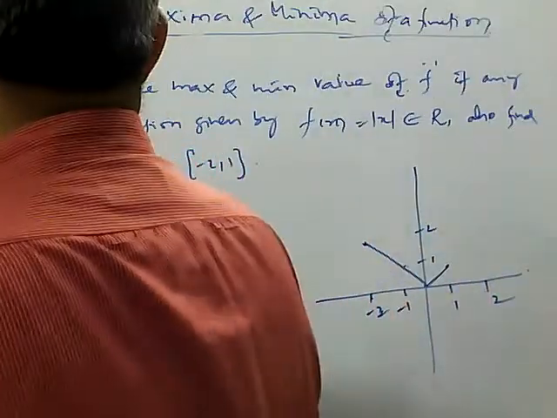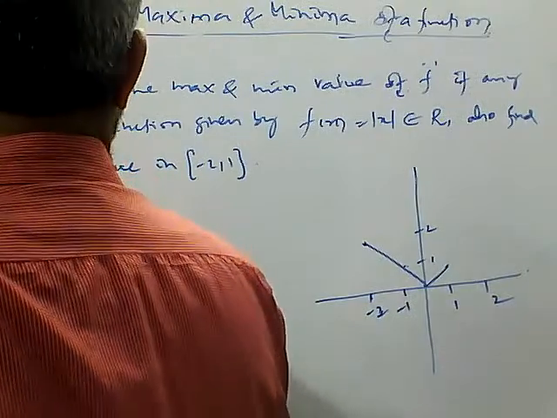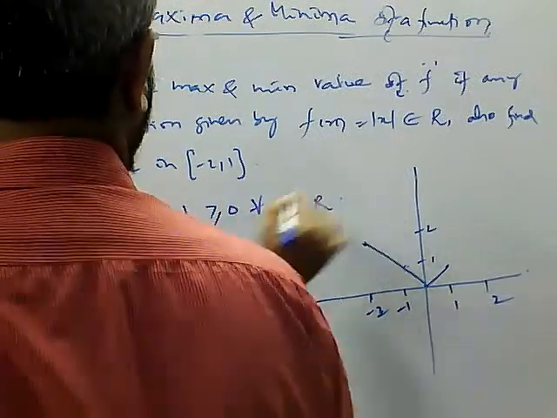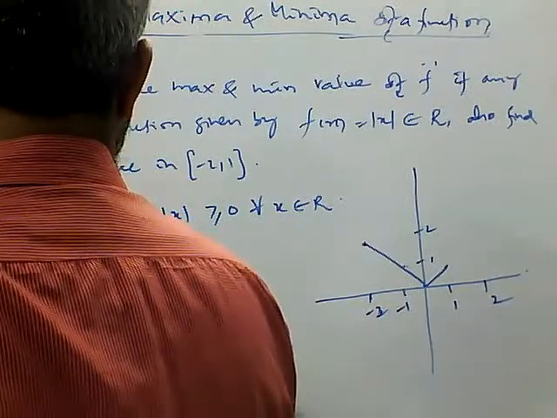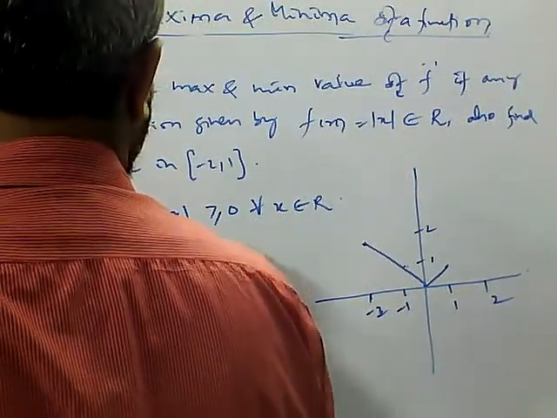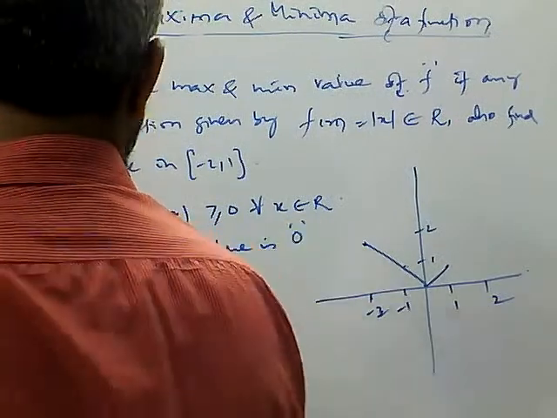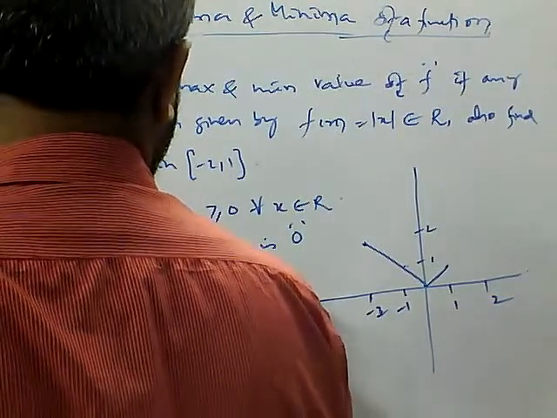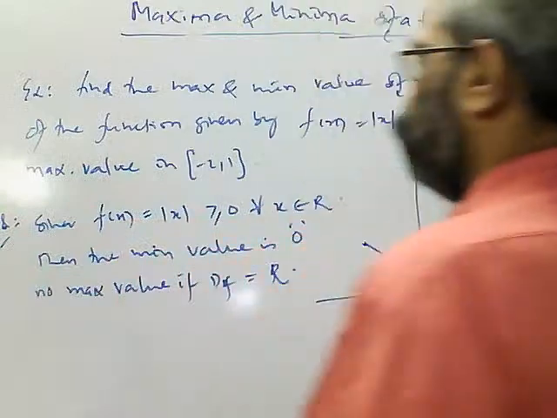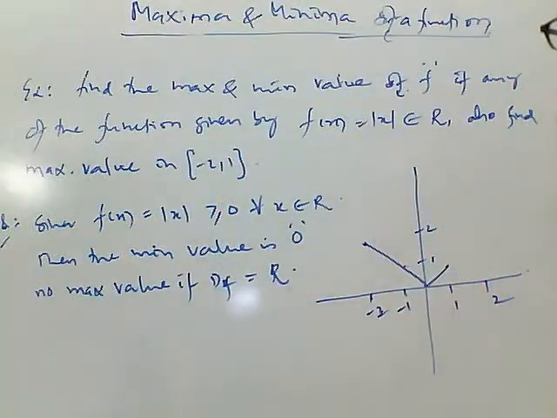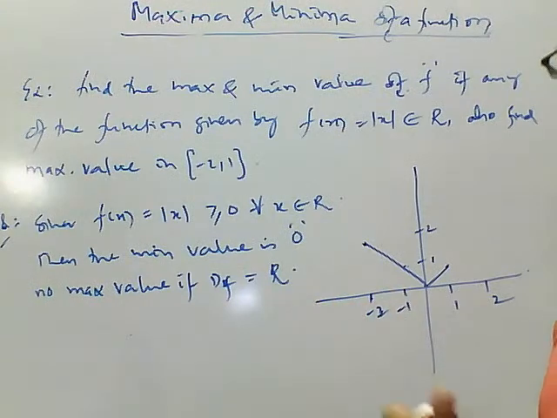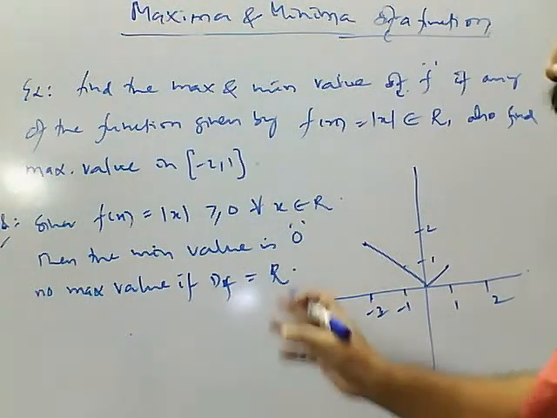Now we'll see the answer. Solution: given f of x is equal to mod x, which is greater than or equal to 0 for all x belongs to R. Therefore, the minimum value is 0 and no maximum value, if the domain of f is R. If the domain is the real numbers, mod x is greater than or equal to 0 automatically. So the least value can be 0 and there is no maximum value, because it can be any value, from minus infinity to plus infinity. So no maximum value, and the least is at an open interval.